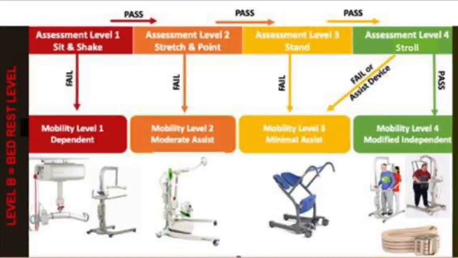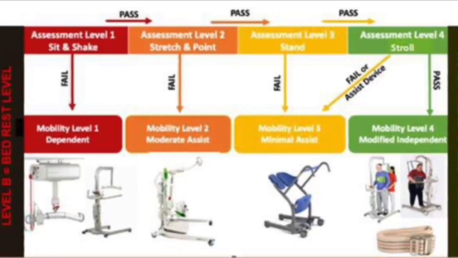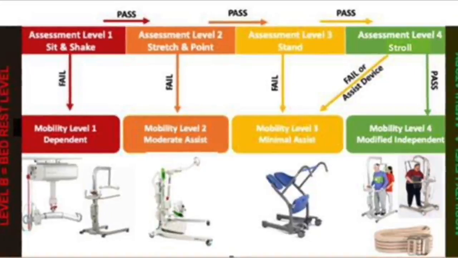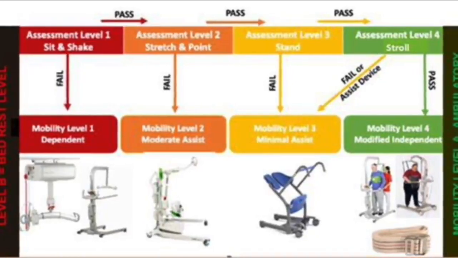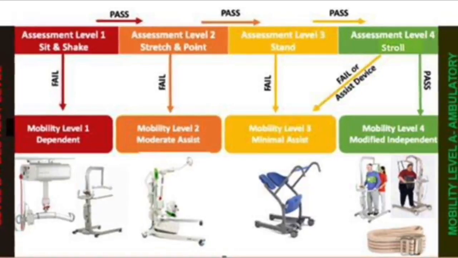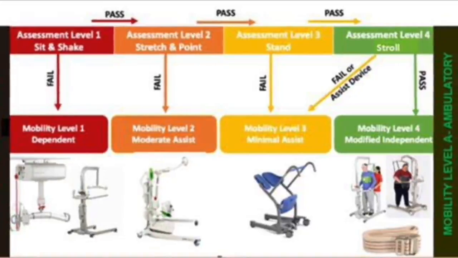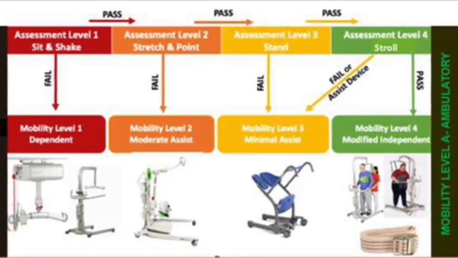Once you have determined a patient's mobility level, it is easy to select the best equipment to safely mobilize your patient. Assessment Level 1 is your dependent lift, ceiling or floor base. Assessment Level 2 is your powered sit-to-stands. Assessment Level 3 is your non-powered sit-to-stands. And Assessment Level 4 is your high fall risk patients that require a safety net.